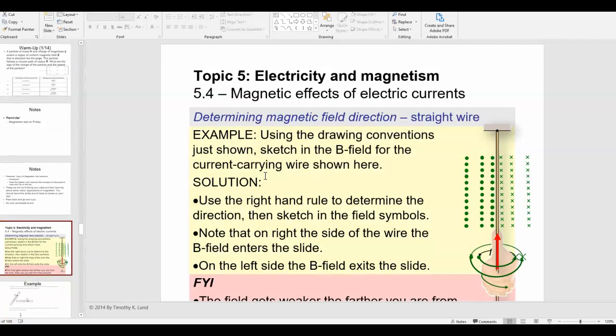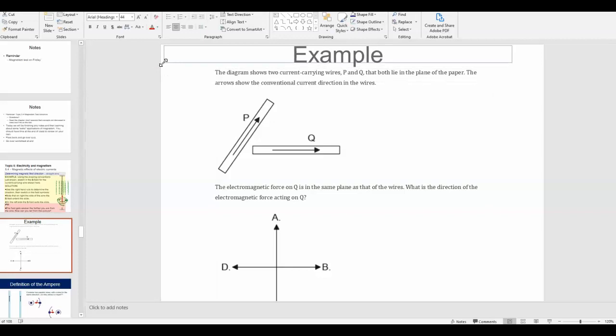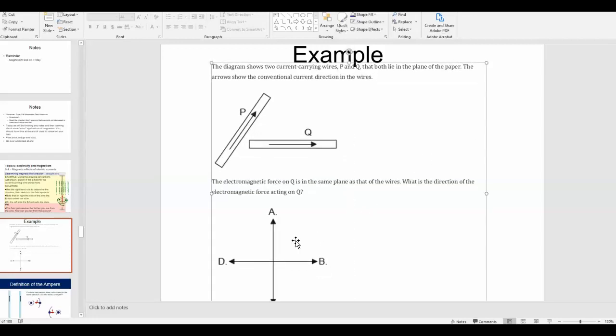Alright, and this is basically just more stuff about the right-hand rule. This question right here is another IB question. This was actually an older question, maybe from like 10 years ago, but it's still an interesting concept question. So it says the diagram shows two current carrying wires, P and Q, that both lie in the plane of the paper. The arrows show the conventional current direction of the wires. The electromagnetic force on Q is in the same plane as that of the wire. What is the direction of the electromagnetic force acting on Q?